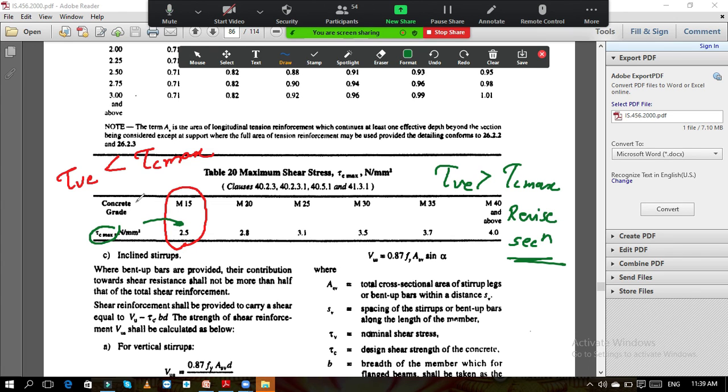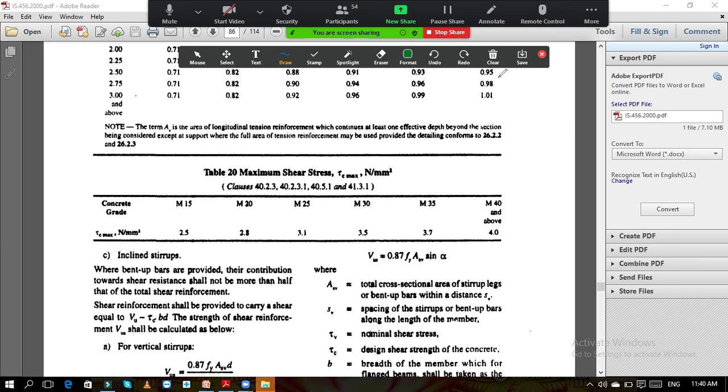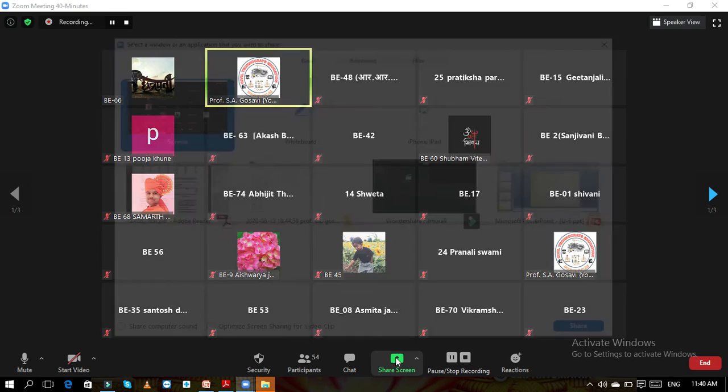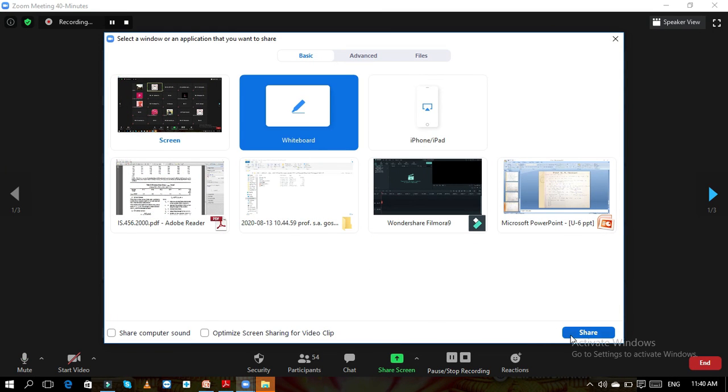Understood? So that is why, first of all, we check it from table number 20. If the condition from table number 20 is satisfied, then there is no need to revise the section, and then further we will look at table number 19.